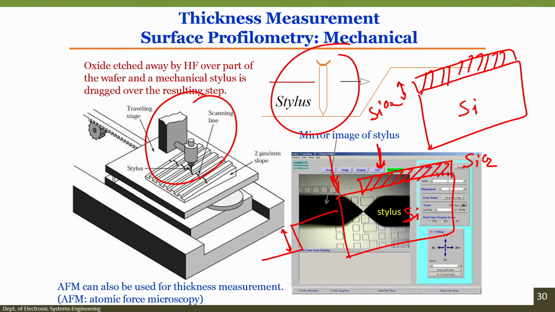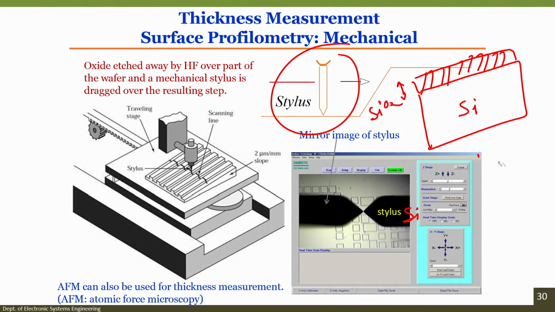So, the same is shown in the schematic. You can see here there is a travelling stage, there is a stylus, there is a scanning line, and it moves across the wafer, and it will tell you the step or the size or the height of the silicon dioxide on the silicon wafer. All right.